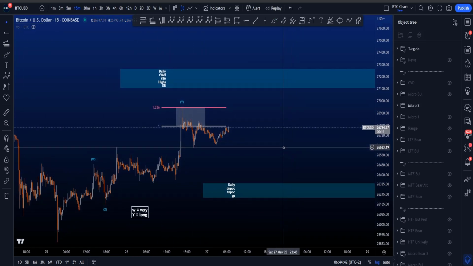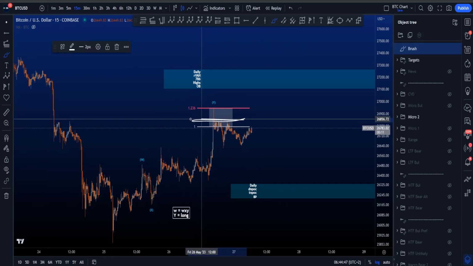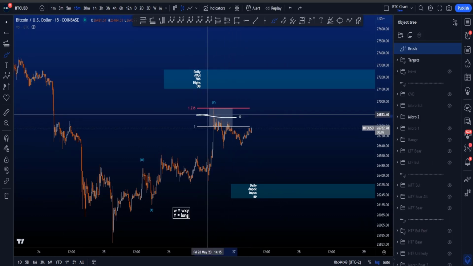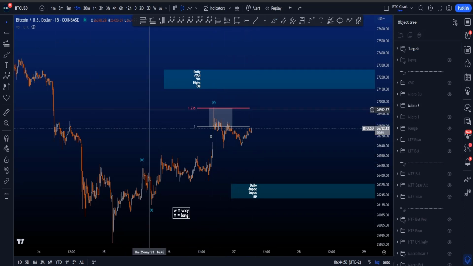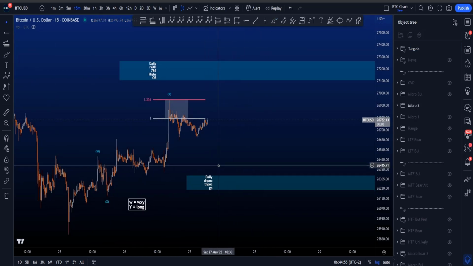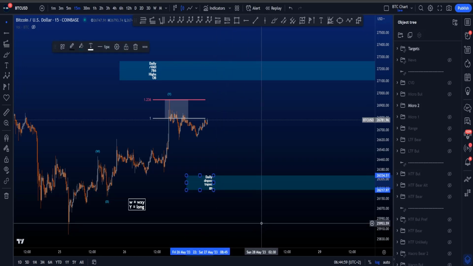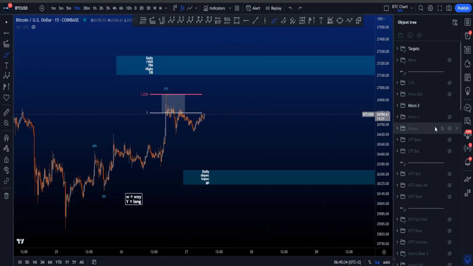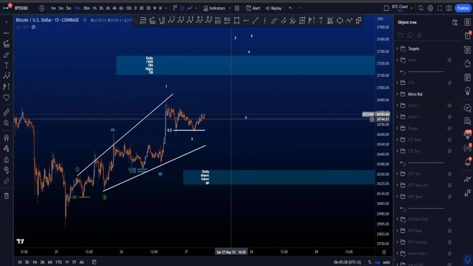So this is at the moment an alternative, but in this scenario, after hitting the golden pocket over here and of course the monthly point of control that we have, we would then be looking for downside, where I think an interesting target box that we have and some support to the downside is the one over here between 26.3k and 26.2k.